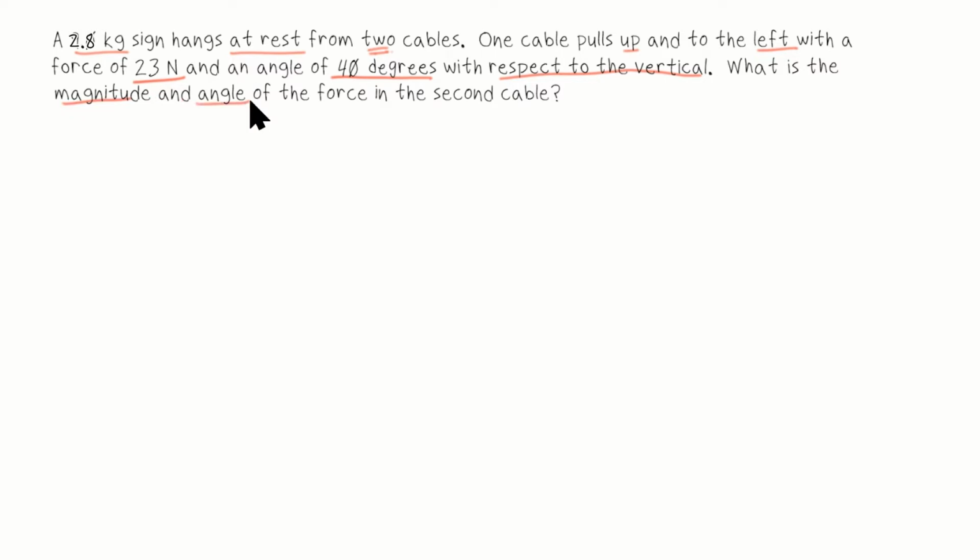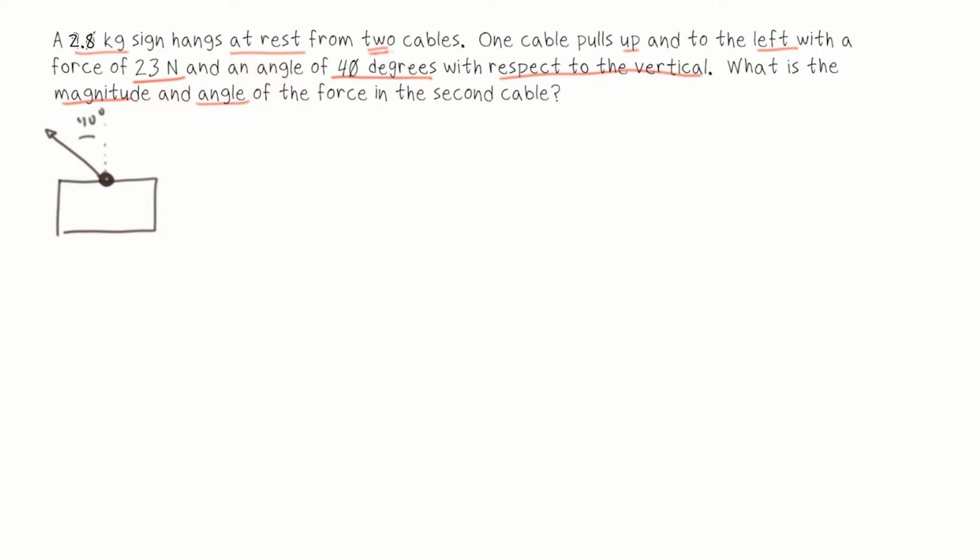Alright, this is a problem that definitely can benefit from a good sketch, so let's see what we got here. We have a sign hanging at rest, and really the sign itself is irrelevant. Everything can be represented as a dot. And we have 2 cables. One cable pulls up to the left. The key thing here is it says it's at an angle of 40 degrees with respect to the vertical, up to the left. So that's going to make it look something like this. So this angle here is 40 degrees.